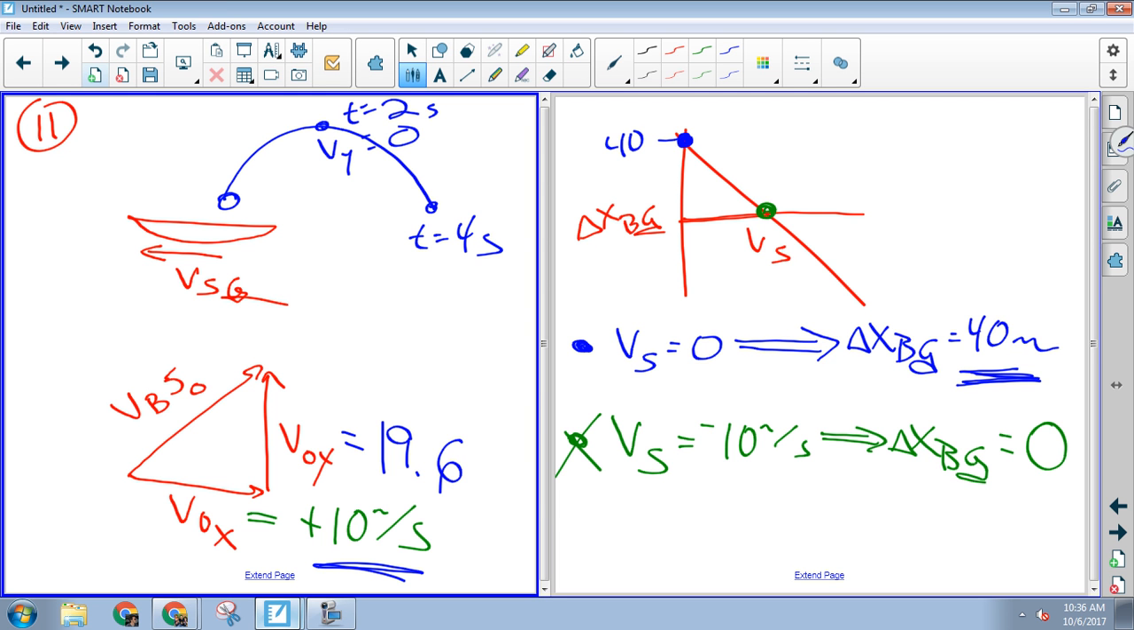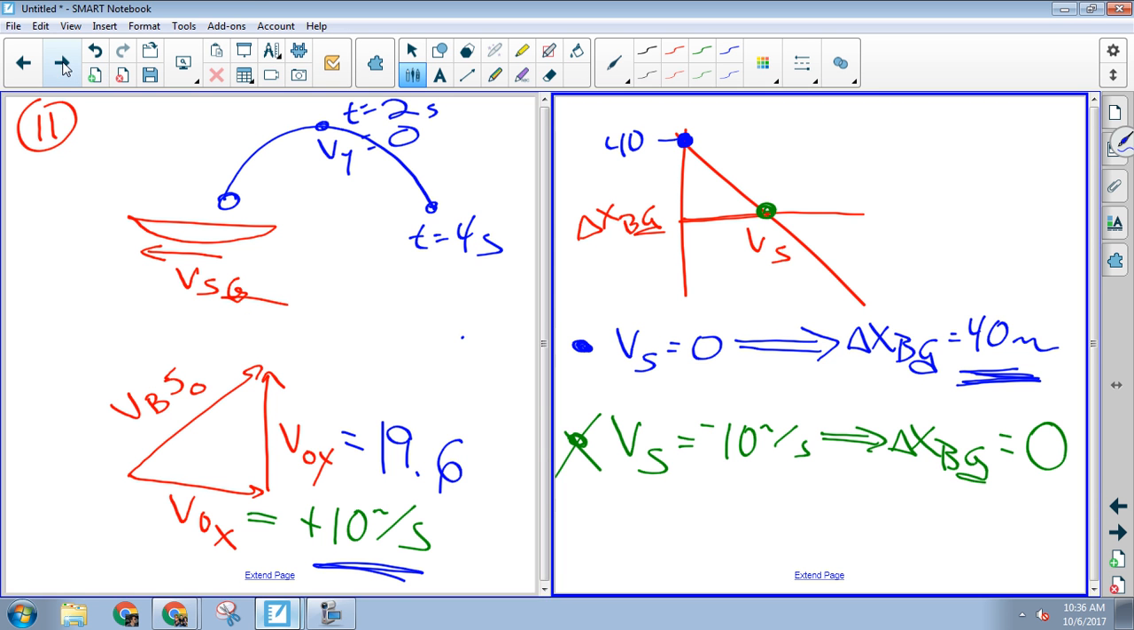Matt, do you want me to do the equation? Here's the equation. It's this.